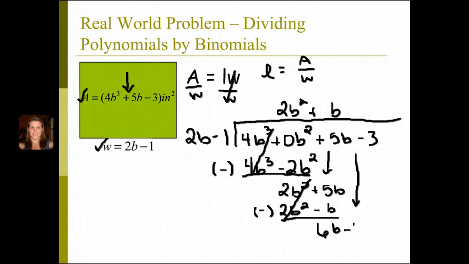And 2b times 3 gives me 6b. 3 times negative 1 is negative 3. And when I subtract, both the 6b and the negative 3's cancel out. So your length equals 2b squared plus b plus 3.